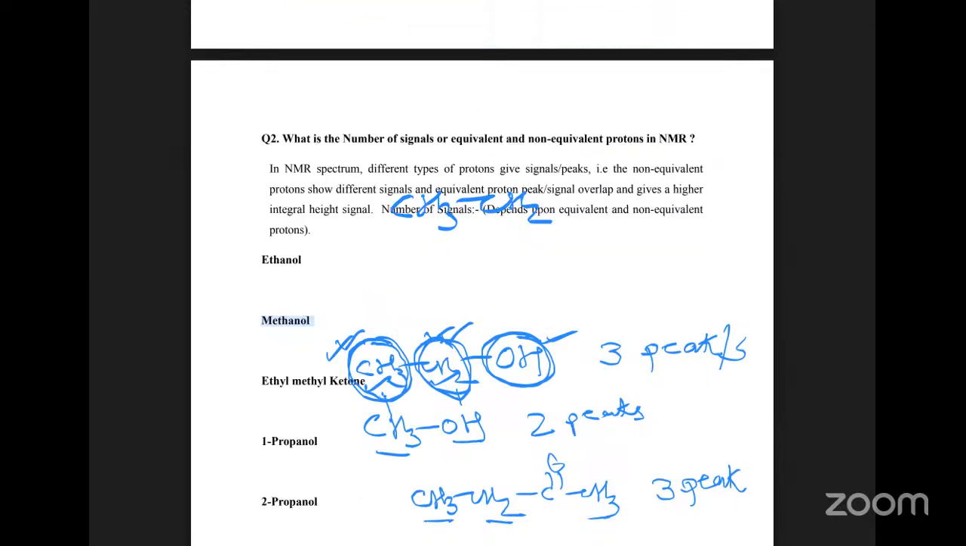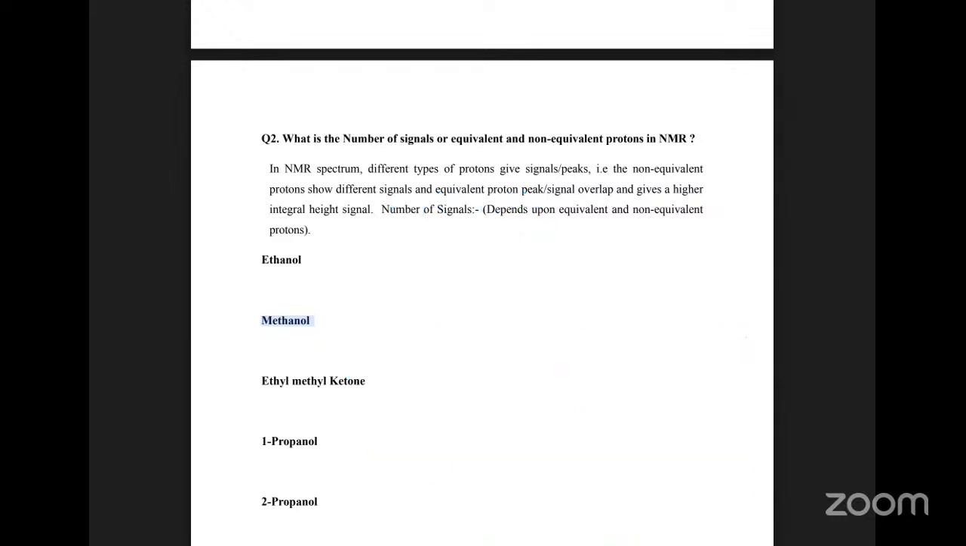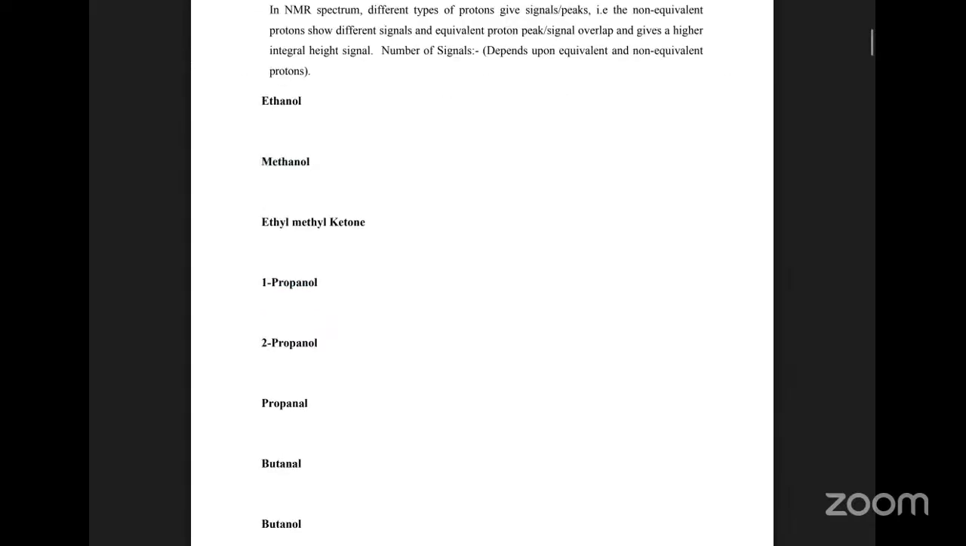Let me just get rid of this. Clear all. Let's move on to the next example. This ethyl methyl ketone we have already discussed. Now look here. Most of the time they will give you the structure, but sometimes they may not give the structure. So you need to draw the structure first, and then identify how many signals or peaks will be expected for the molecule.